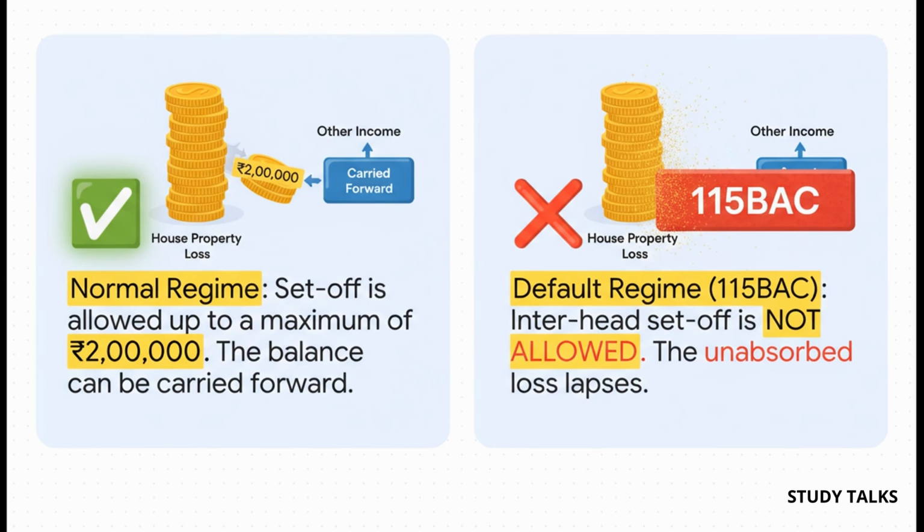But, and this is huge, if you're under the default tax regime, Section 115BAC, you can't set off that house property loss against other heads at all. And even worse, the loss you couldn't absorb, just poof, it's gone. It lapses, you can't even carry it forward. This is a massive difference and a perfect place for ICAI to test.